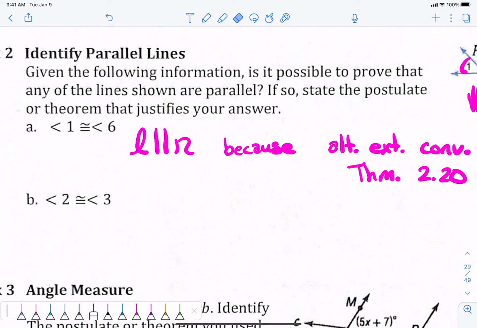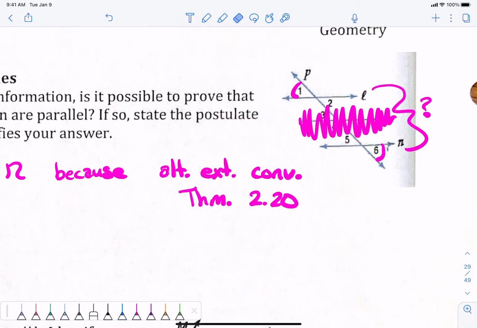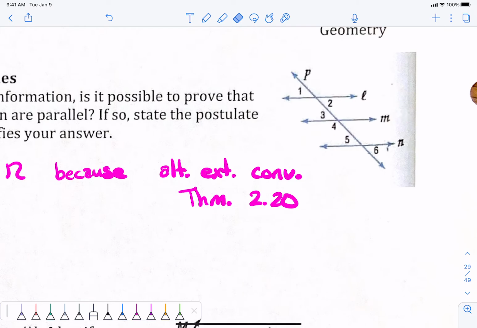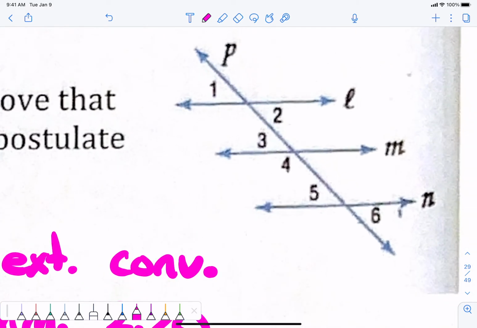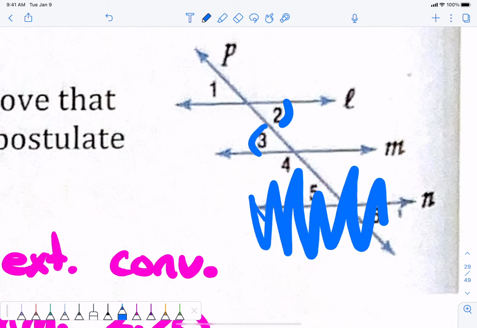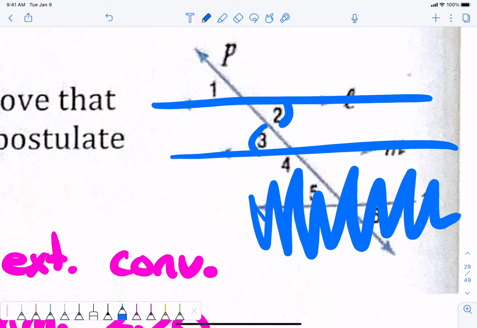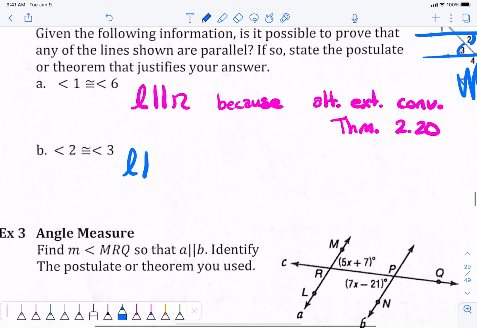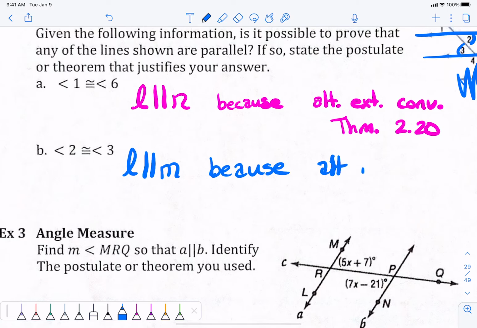All right. Next, I'm going to erase all my information over here, and now we're saying that 2 and 3 are congruent. Okay. So over here, I'm going to switch colors. Angle 2 is congruent to angle 3. So now we're going to ignore this bottom stuff right here. If 2 and 3 are the same measure, is that enough to say that L and M are parallel? Yeah, because L is parallel to M because of the alternate interior angle theorem, alternate interior converse. And that one was theorem 222.